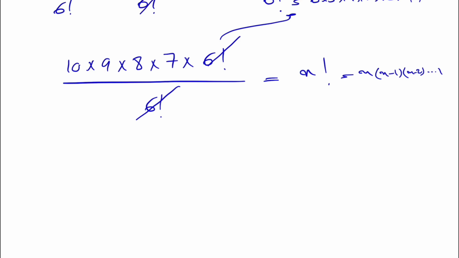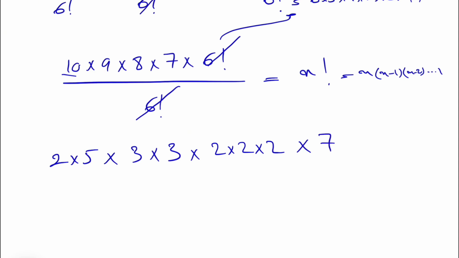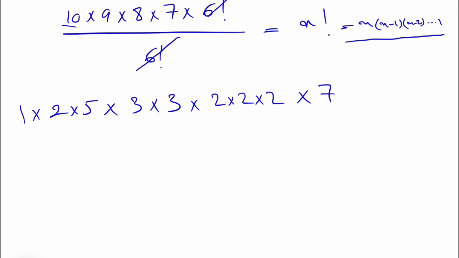So we're going to break down each of these numbers that we can. For 10, we can do 2 times 5. For 9 we have 3 times 3. For 8 we have 2 times 2 times 2. And for 7 we cannot do that much. And we know that x factorial will be x times x minus 1 times x minus 2, and so on, and at the end we will have 1. So we can simply multiply this by 1 because it won't make any difference to the equation.